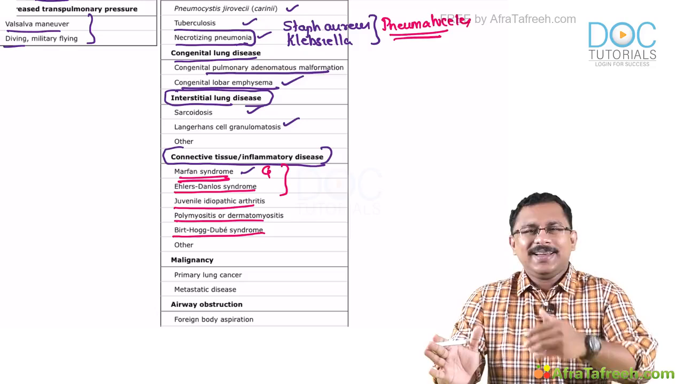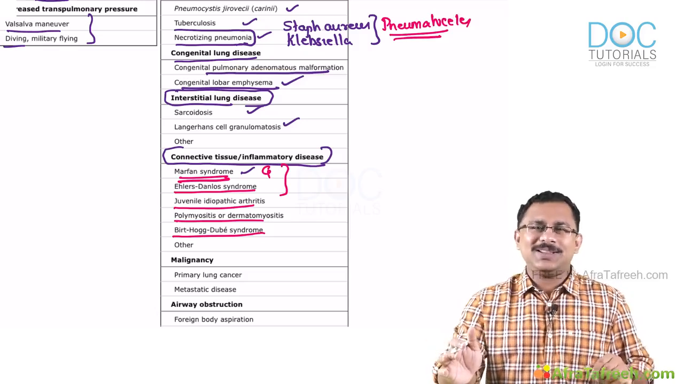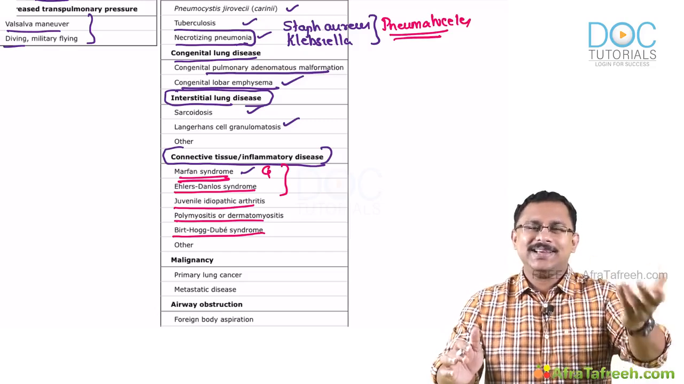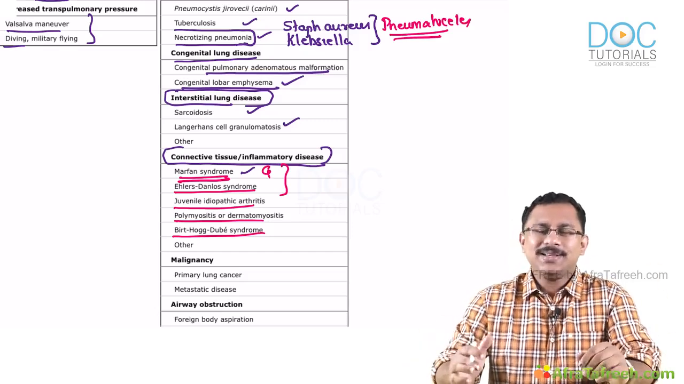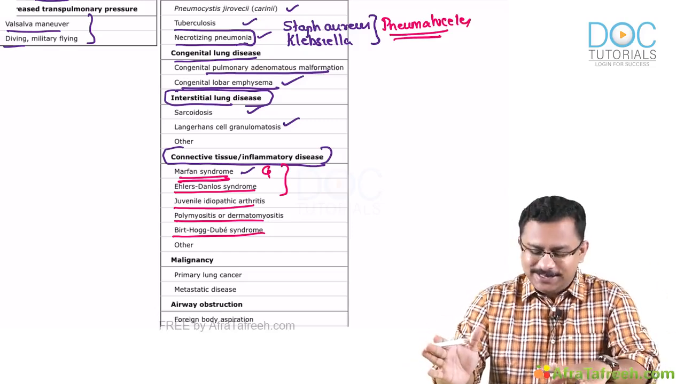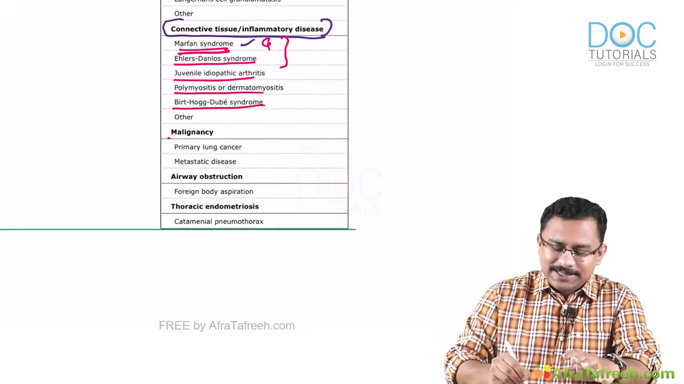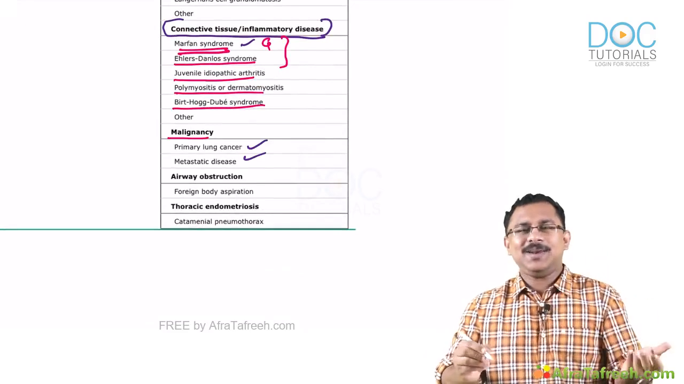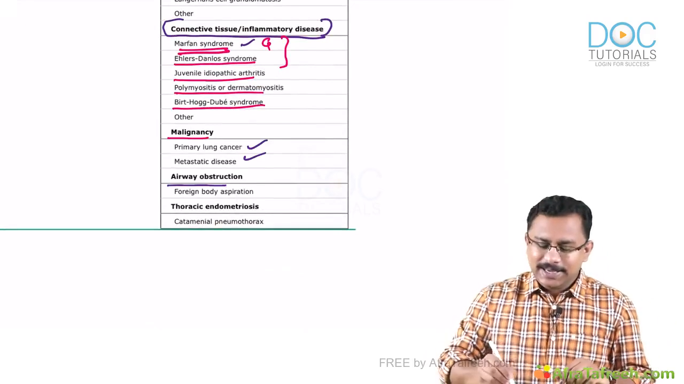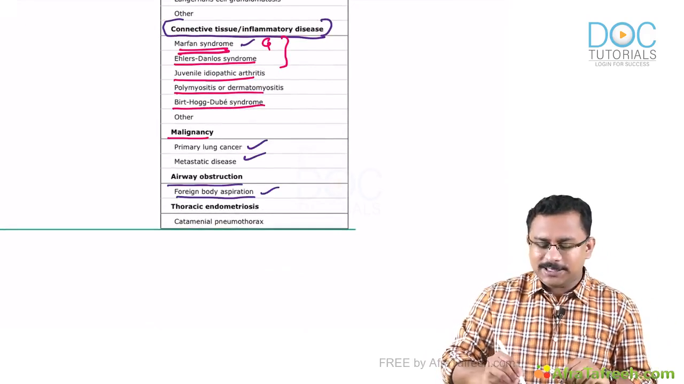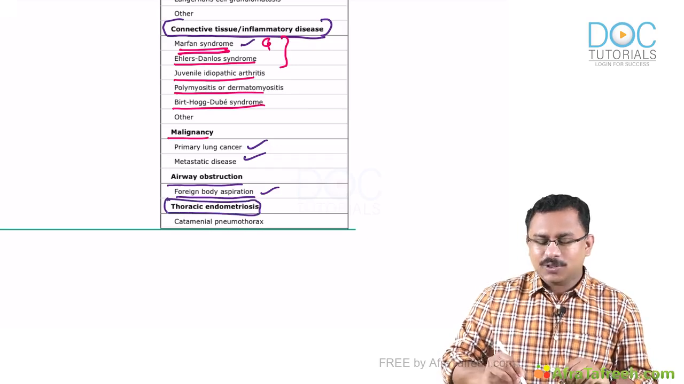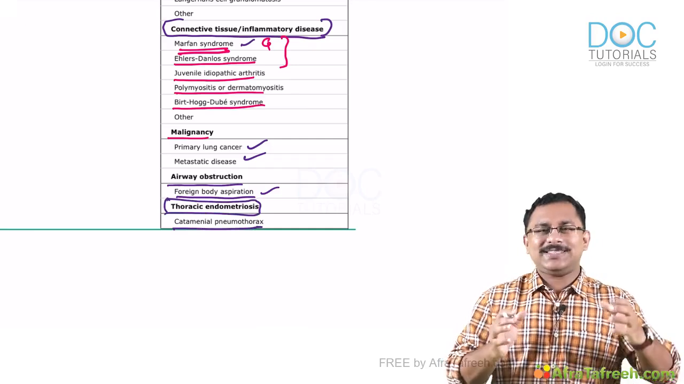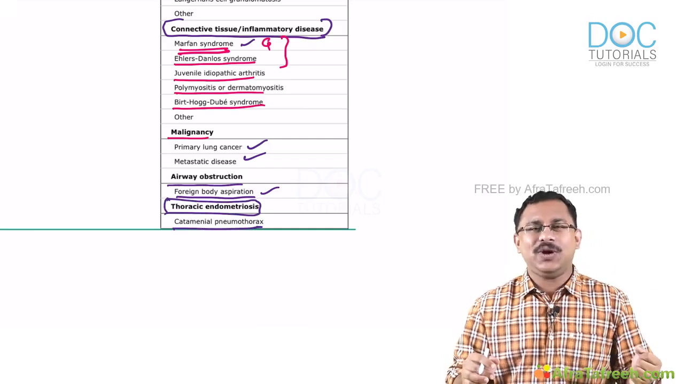Most important is Marfan and Ehlers-Danlos. You may get a clinical scenario of a patient with a Marfan syndrome developing a acute onset breathlessness, and chest x-ray may be given. So again, it is a simple straightforward question. Malignancies can also predispose, lung malignancies, either a primary malignancy or a metastasis. Airway obstruction like a foreign body aspiration, and thoracic endometriosis especially can cause pneumothorax, that is called your catamenial pneumothorax.